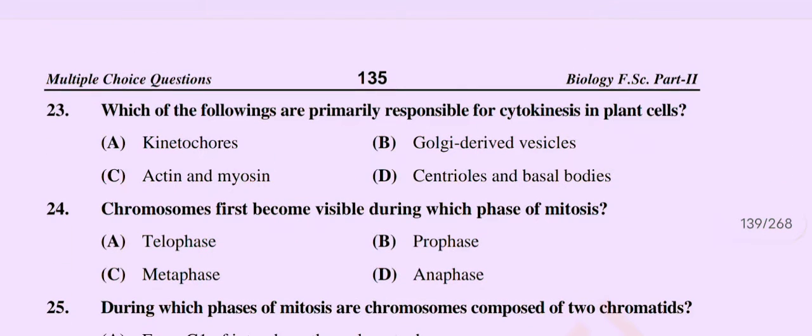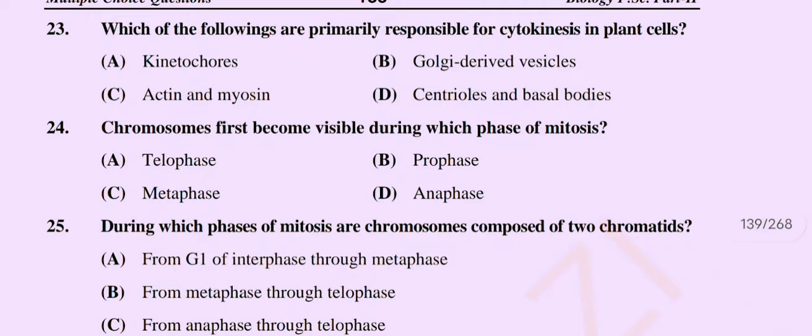Question number 23. Which of the following are primarily responsible for cytokinesis in plant cells? Option A, kinetochores; option B, Golgi-derived vesicles; option C, actin and myosin; option D, centrioles and basal bodies. So the correct option is option B, Golgi-derived vesicles.